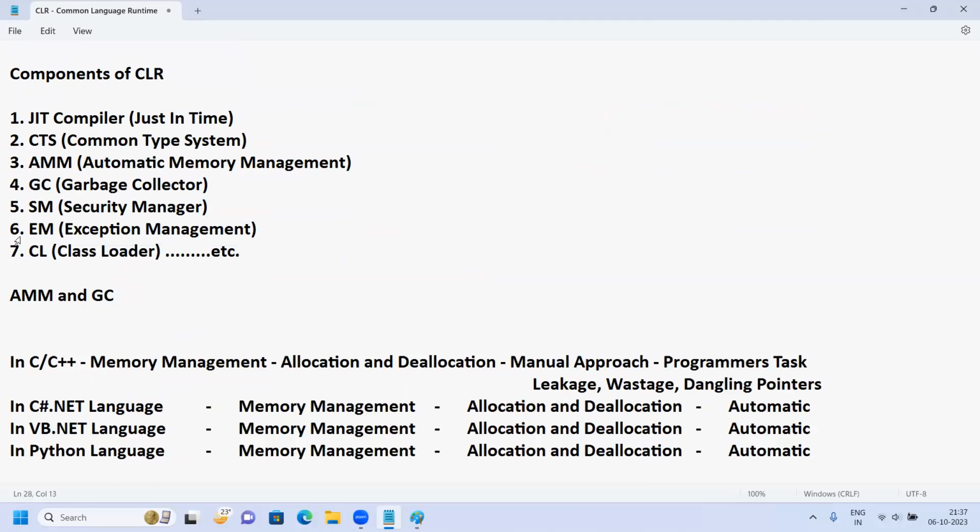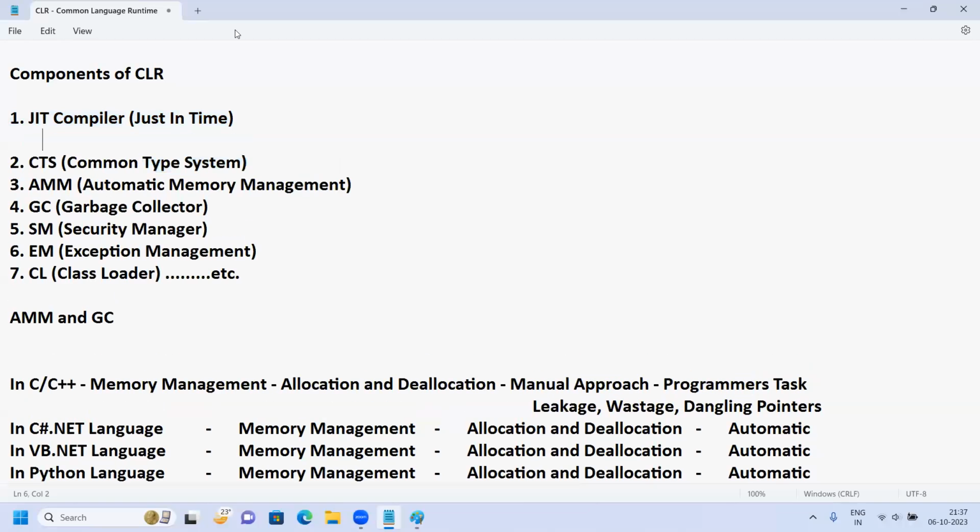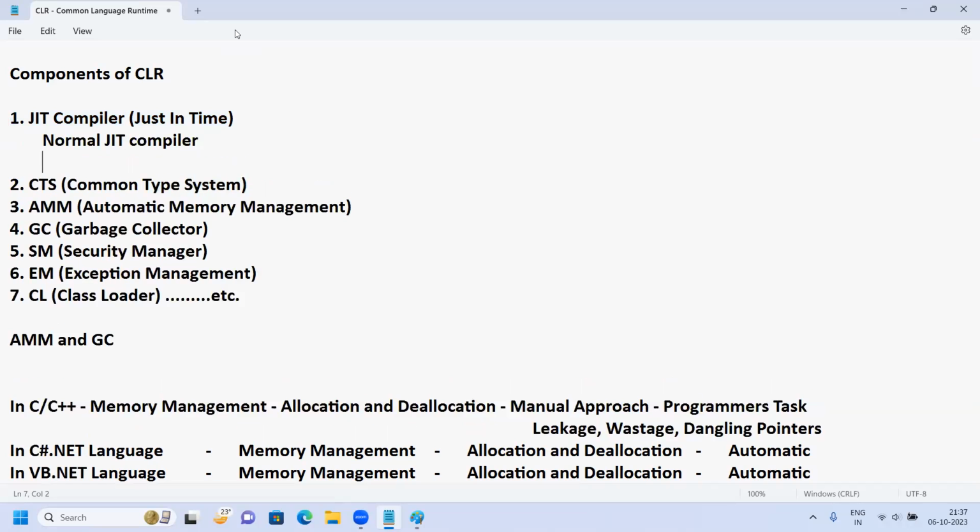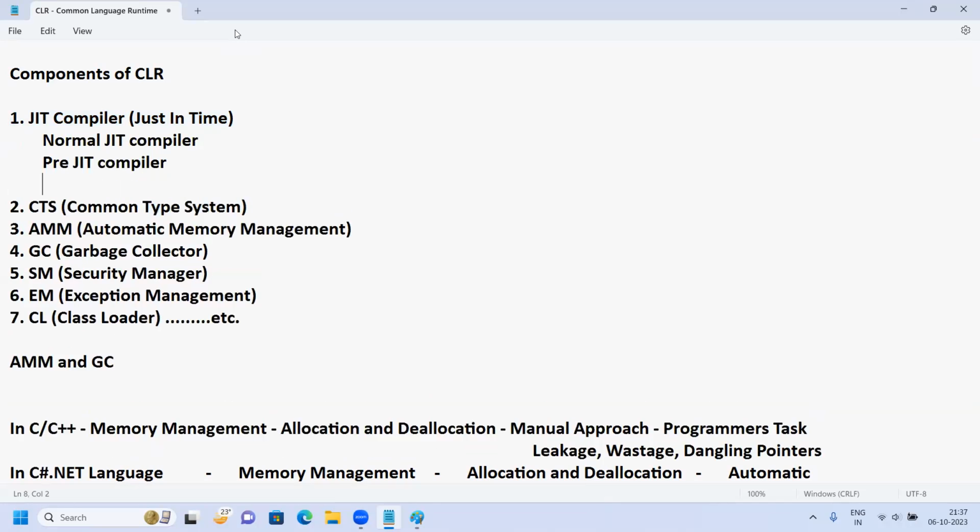Some components we discussed. Last class, we studied about the JIT compiler. You remember this, no? JIT compiler types were there. One, normal JIT compiler. Second, I said pre-JIT compiler. Third, econo JIT compiler. But I explained only one in detail, normal JIT. I gave an overview about all of them. Normal JIT compiler, I'll just write an overview.